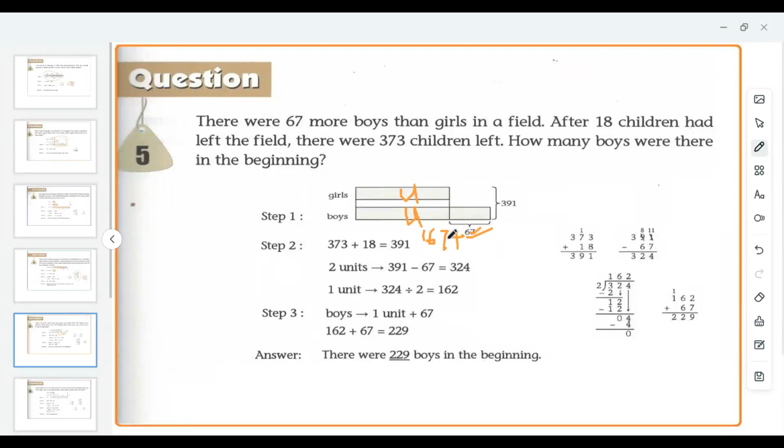67. So we get from here, this is amount. Is this whole boys? Okay. This is the boys. This much is the boys. Okay. So we get the answer. Work out from here. The answer is 229. So that there were 229 boys in the beginning.